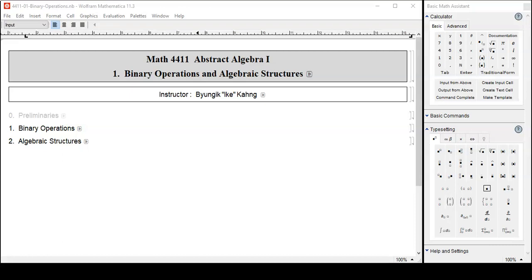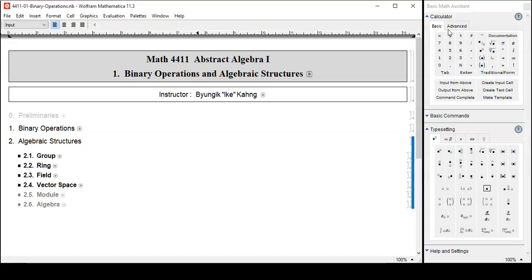Now we're going to use it as a main tool to discuss the overall preview of the entire abstract algebra. We're going to study these kinds of algebraic structures mostly: groups, rings, fields, vector spaces, modules, and algebra. And are there any more? Probably not.